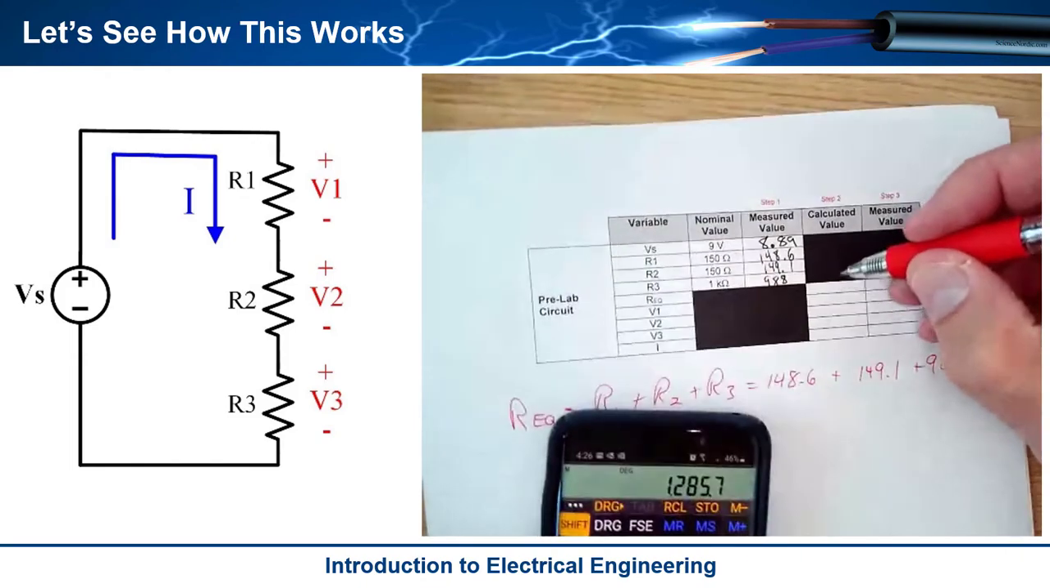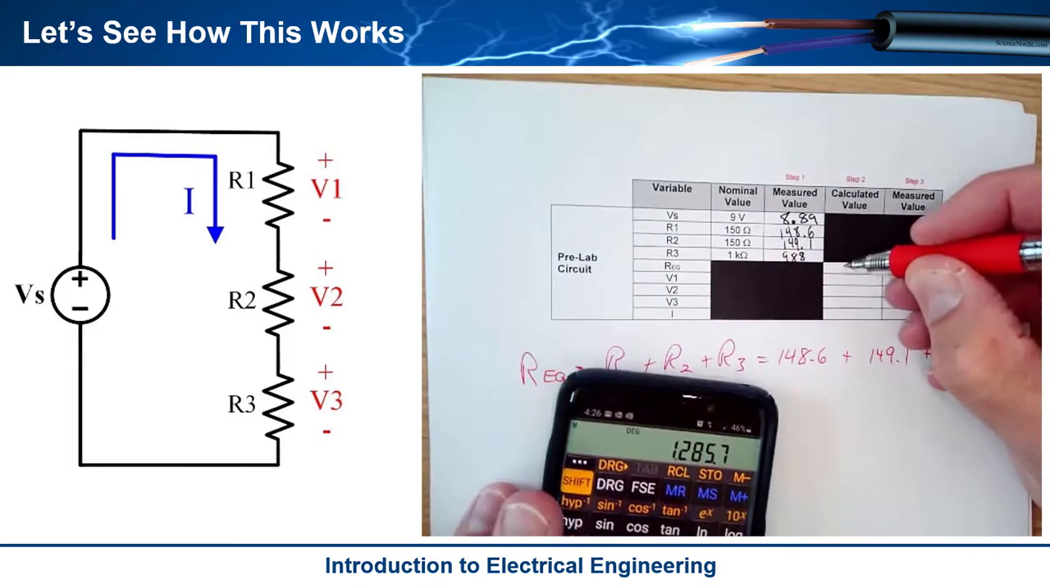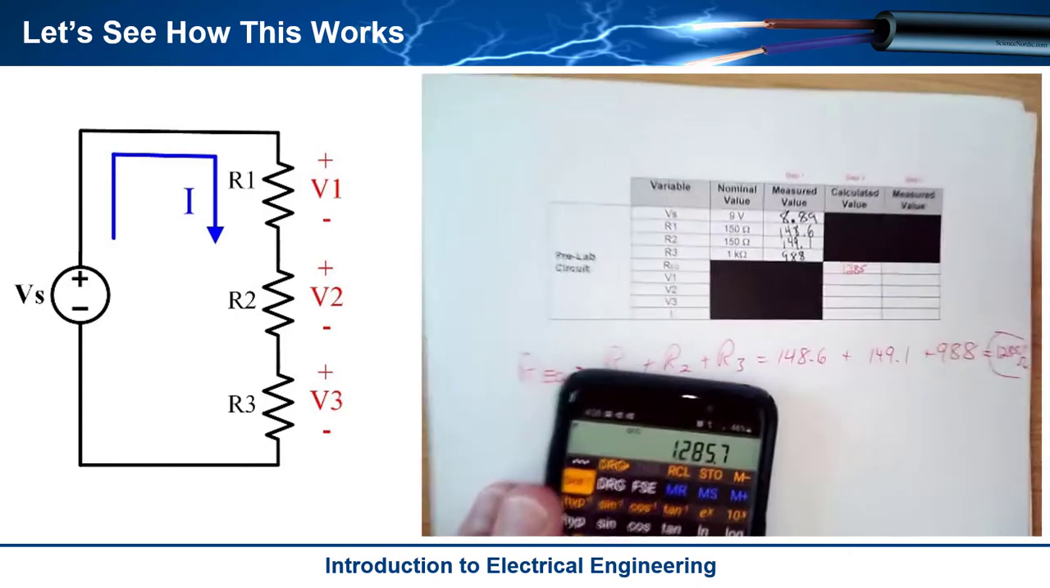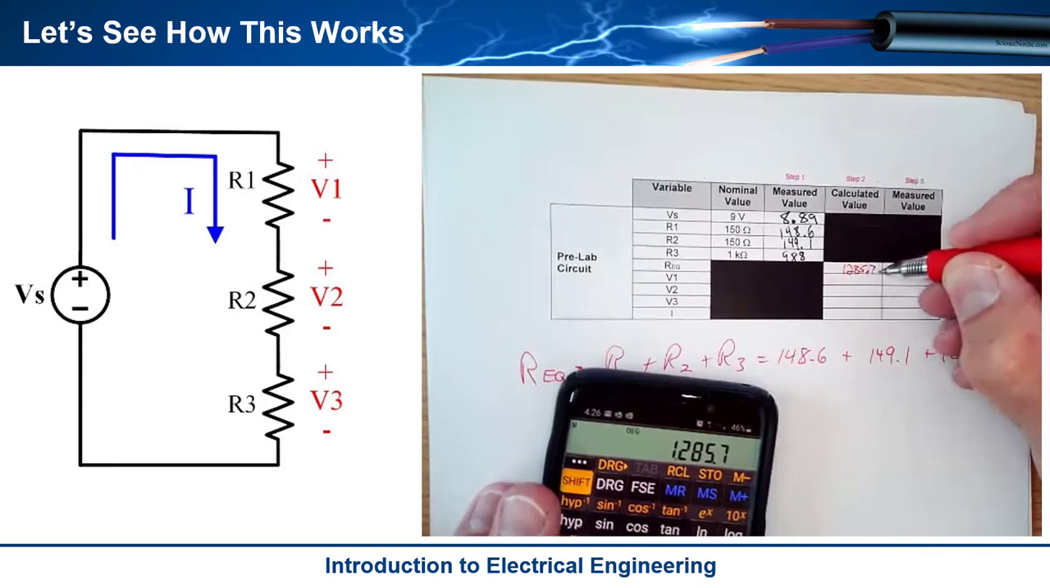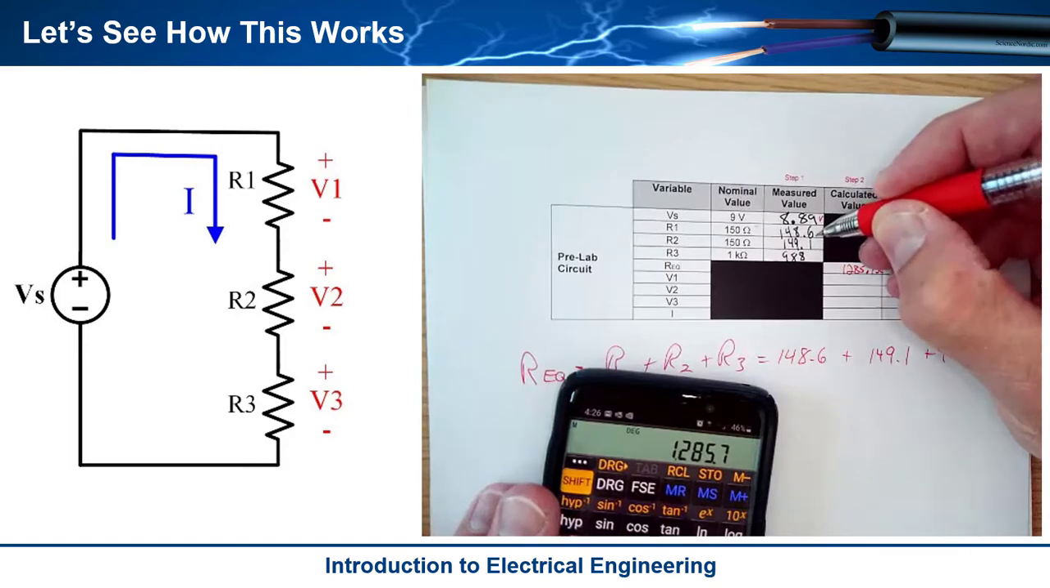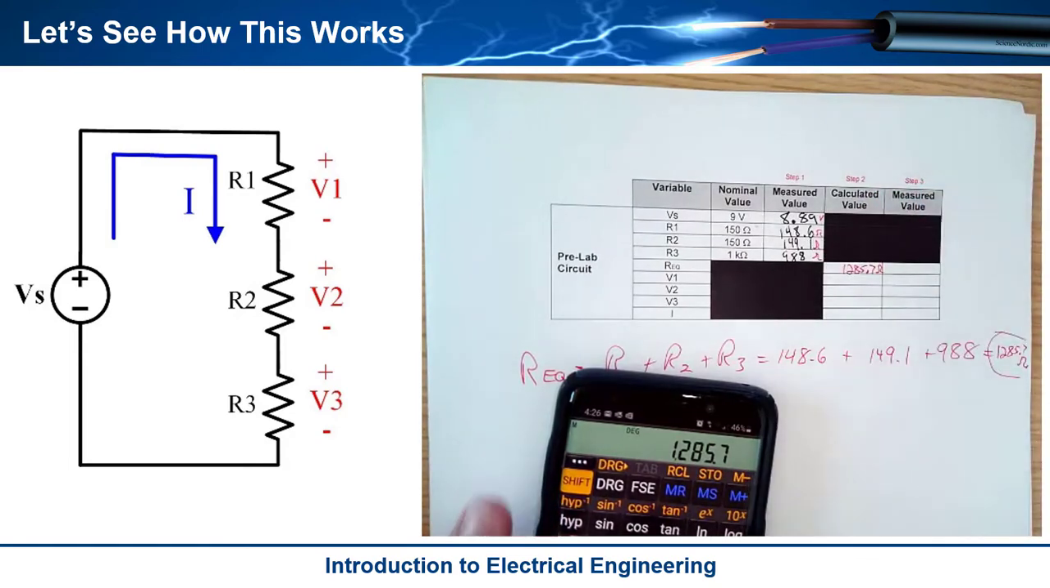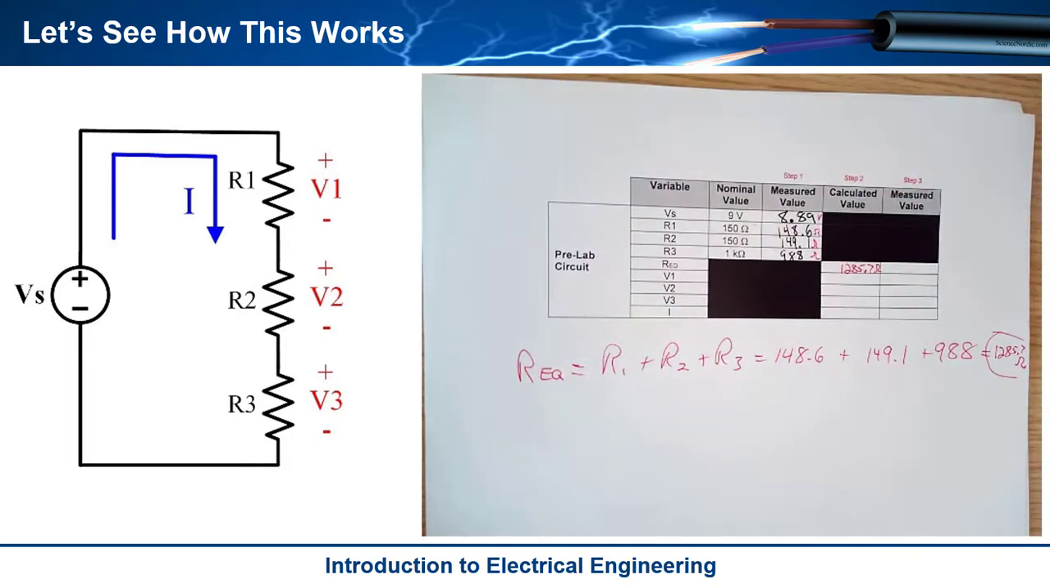So I can come in here and I can say, what is REQ calculated? It's 1285.7 ohms. Okay, and so this is volts, this is ohms, ohms, ohms. Okay, so I did it. All right, that one was pretty simple. Let's go ahead and do this now.